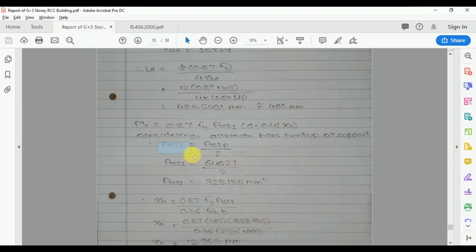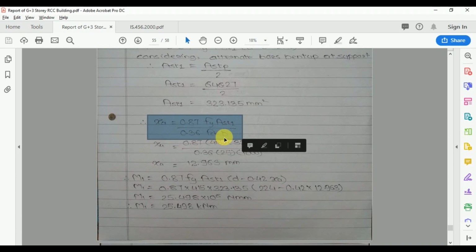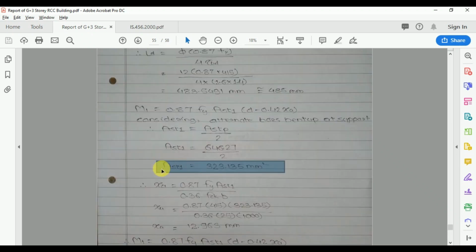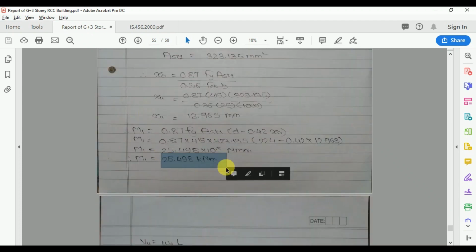We need to consider the value of area of steel 1 as the area of steel provided divided by 2. Here the area of steel provided is 646.27 divided by 2, that is main steel divided by 2. Hence we got area of steel 1 as 323.135 mm square. The value of xu we calculated as per Annex G as 0.87 Fy Ast1 upon 0.36 fck b. By inputting the values of Fy, Ast1, fck and b in this formula, we got the value of xu as 12.963 mm. So by inputting the values in the formula of M1, we got the value of M1 as 25.498 kilonewton meter.